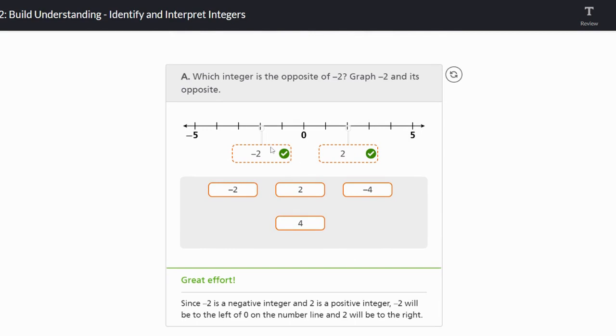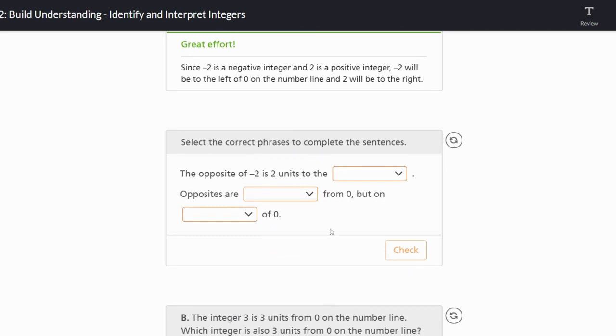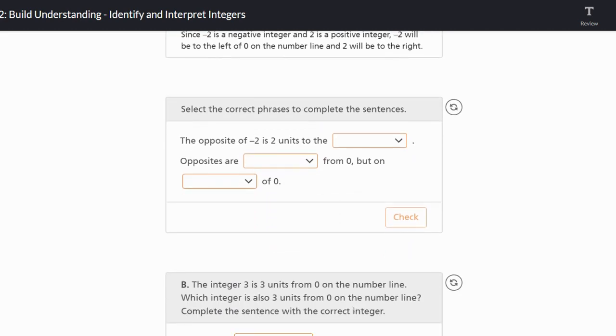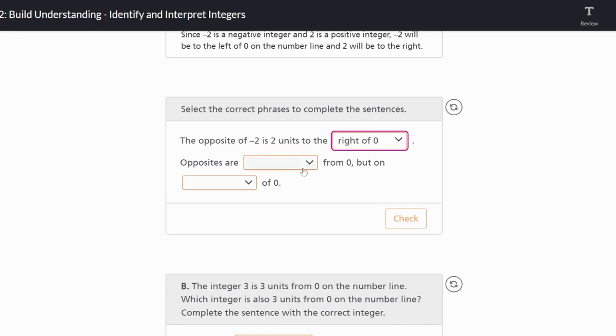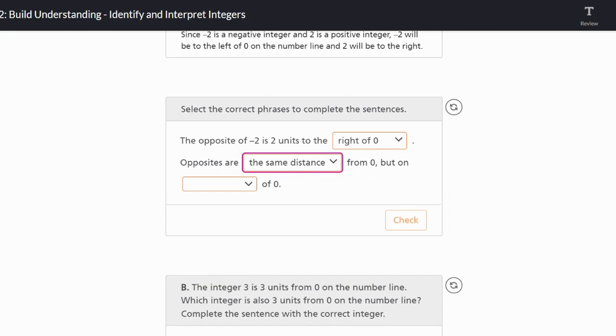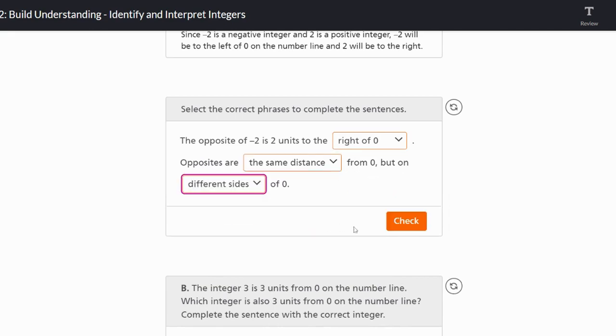Okay, so we can think about the football situation we just had. If you lose 2 yards, the opposite of that would be gaining 2 yards. The opposite of -2 is 2 units to the right of -2, left of 0, or right of 0. The opposite of -2 will be 2 units to the right of 0. Opposites are the same distance from 0, but on different sides of 0.